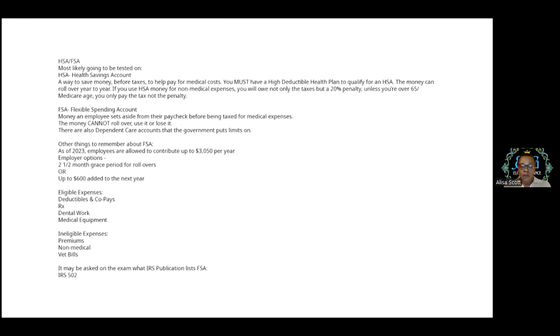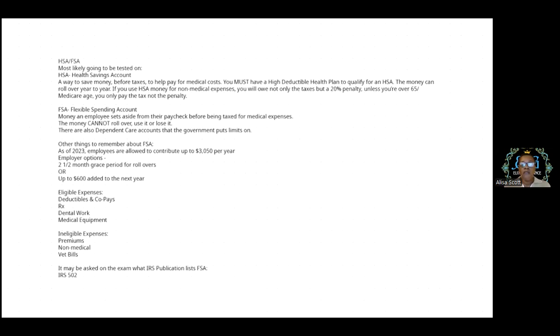Or they can offer that you roll over up to $600 to be added to the next year's spending account, and you can use those funds. So once again, at your employer's discretion, you can get a 2.5-month grace period, or you can add up to $600 to the next year's funds.